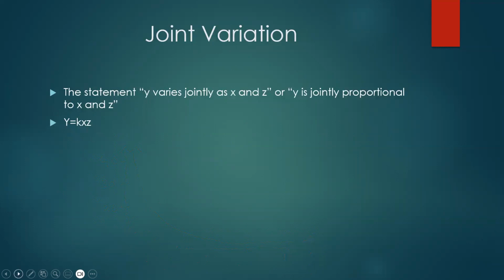What about joint variation? So the statement is y varies jointly as x and z, or y is jointly proportional to x and z. So it's kind of like a linear function. The only difference is you have an extra variable. That's really the only difference. So an example would be y equals k times x times z. And the keyword would be varies jointly. Okay. So that was joint.